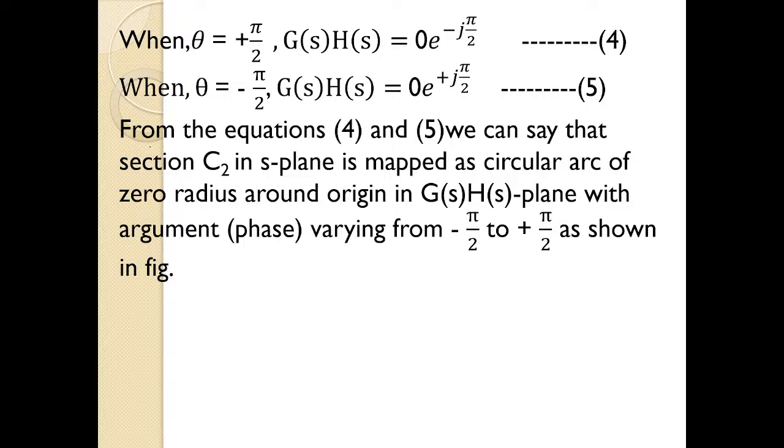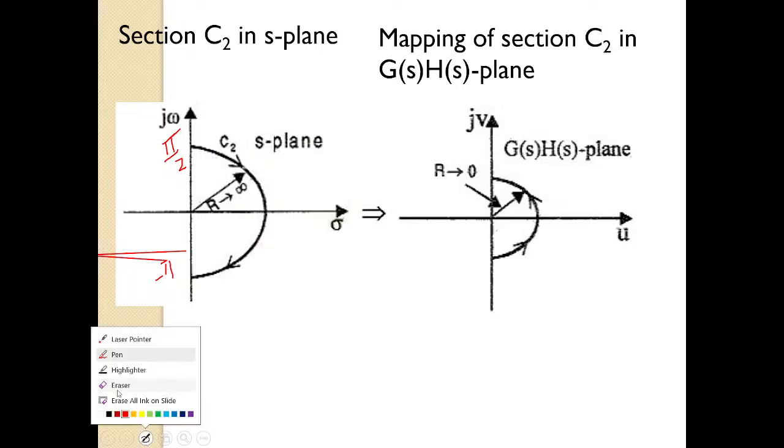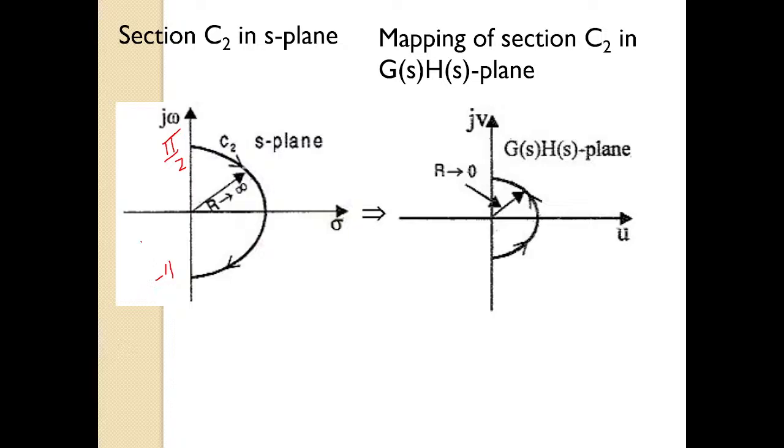Okay. So let us map this C2 section of the Nyquist contour on the G(s)H(s) plane. Now, what was the C2 section? C2 was an arc whose theta values were from plus pi by 2 to minus pi by 2. So when theta was varying from plus pi by 2 to minus pi by 2, this was your contour, and you can see the direction is clockwise.